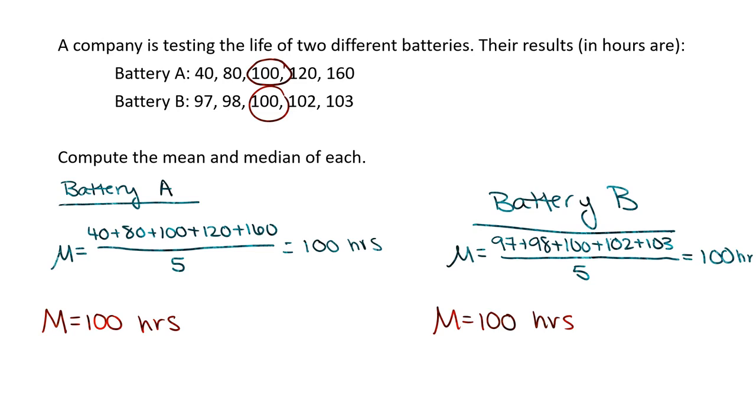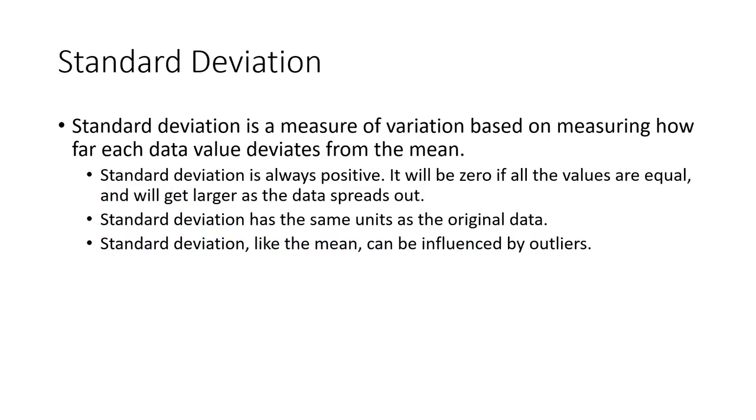However, we can tell by looking at these numbers that they're very different. I would say that battery A has very variable times, where battery B is much more consistent. And so we have a statistic that can actually measure that information, or give us information about how variable or how consistent the values are. And that is called our standard deviation. Standard deviation is a measure of variation. And I'm going to show you how to compute it by doing an example.